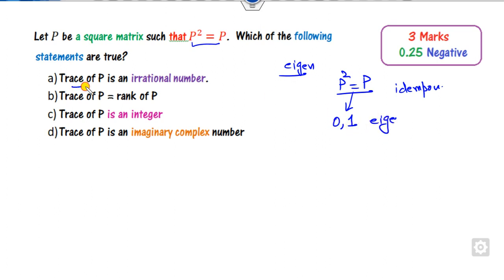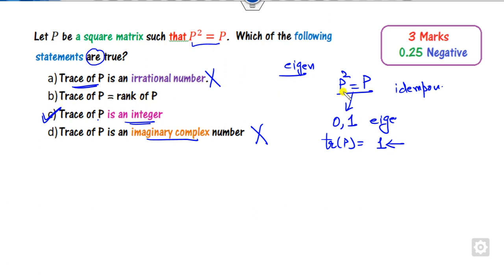So look at the trace of P. What is the trace of this matrix P? That is the 1. Trace of P is an irrational number, cancel out. Trace of P is an imaginary number, cancel out. Trace of P is an integer, that is the correct option. But we are looking for more than one correct option. So look at the other one, that's also the right answer.